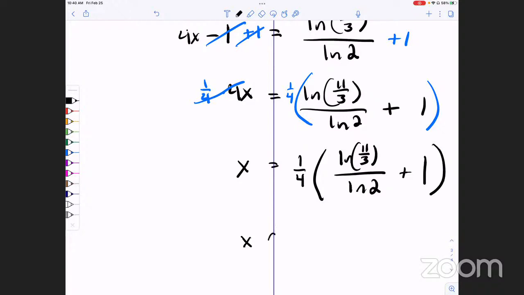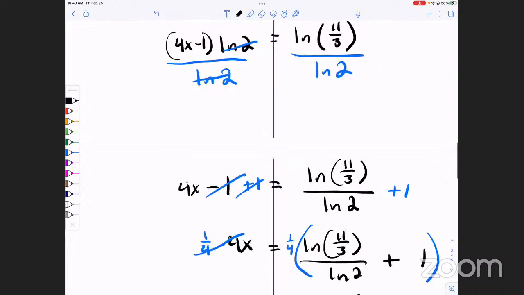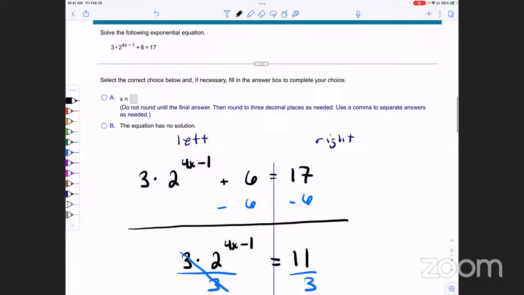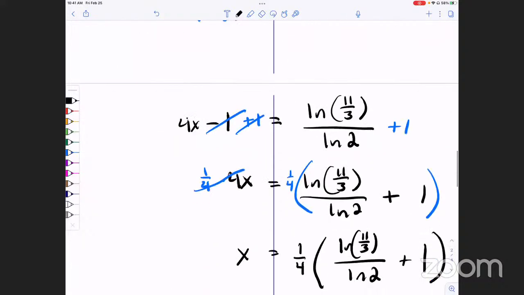So then x is approximately, let's see, the instructions say do not round until the final answer, then round to 3 decimal places as needed.